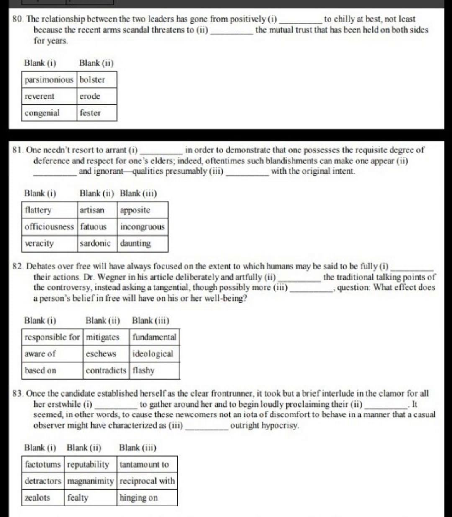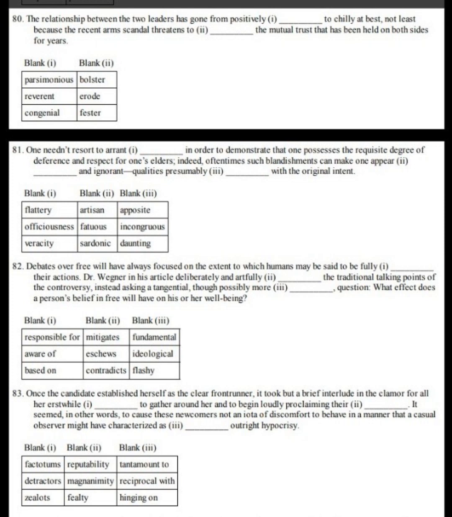Now let's say, Dr. Wegner, in his article, deliberately, intentionally, and artfully, very skillfully, blank the traditional talking points of the controversy, instead asking a tangential, though possibly more blank question. And what effects does a person's belief in free will have on his or her well-being? So this is a level 5, my dear friends. You'll have to read this slowly, carefully to understand. I think the answers have to be responsible for first blank.